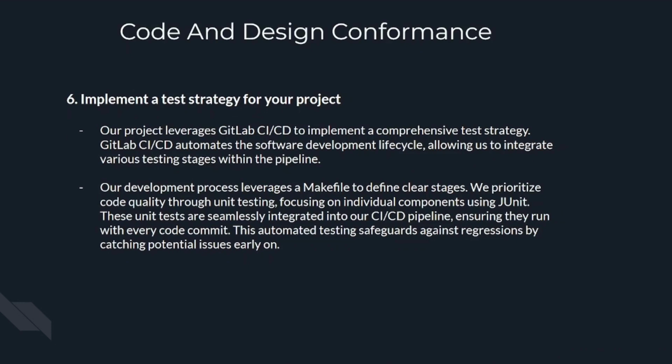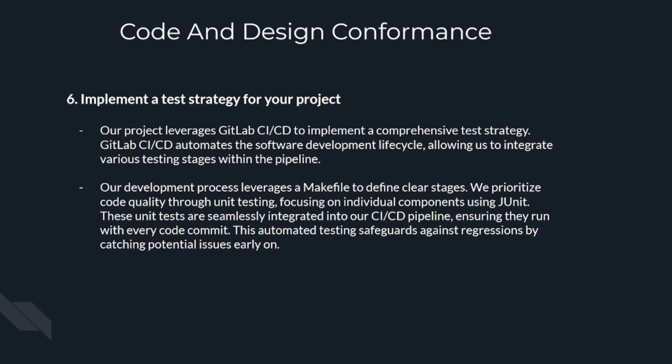Okay, like I demonstrated before, our project makes use of a GitLab CI/CD pipeline to implement a comprehensive test strategy. The GitLab pipeline automates the software development cycle, allowing us to integrate various testing stages within the pipeline. Our development process leverages a makefile to define clear stages. We prioritize code quality through unit testing, focusing on individual components using JUnit.